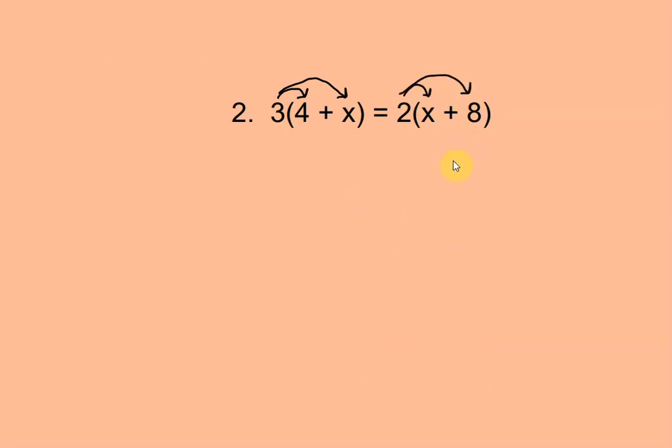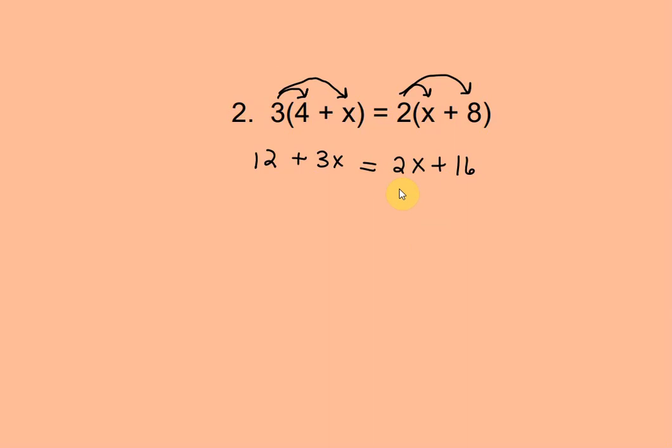Again, using multiplication. When I distribute the 3 to the 4, that's 3 times 4, which is 12. Then 3 times x would be 3x. 2 times x is 2x, and 2 times 8 is 16. Now we want to get the x's on the same side of the equation and the constants on the same side of the equation. So just like earlier, if we have a variable on each side of the equation and a constant on each side of the equation, it does not matter which term you move first.